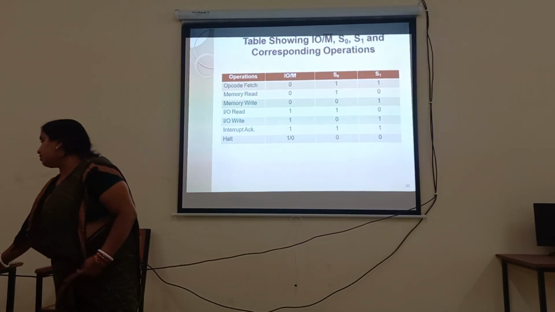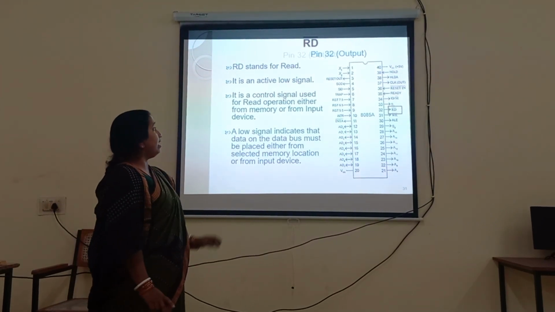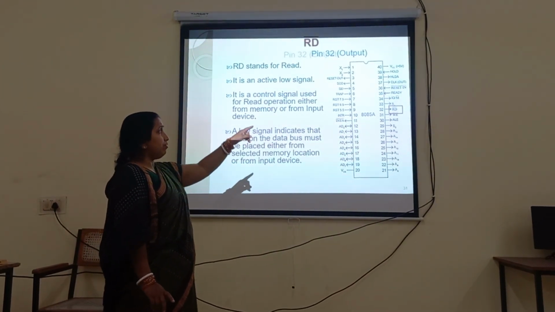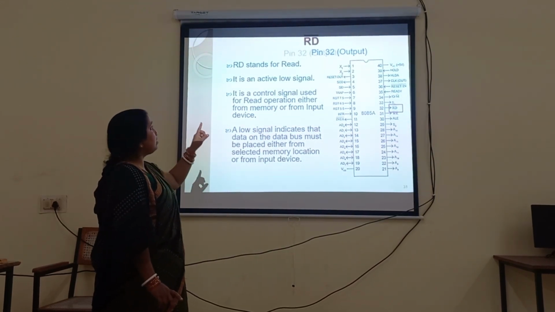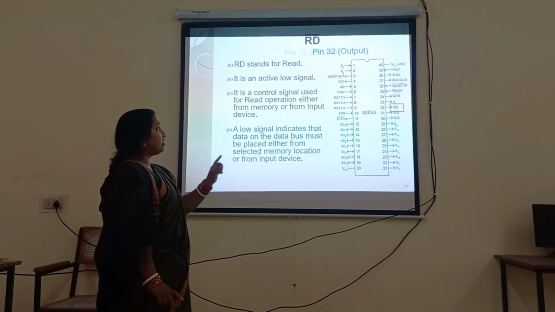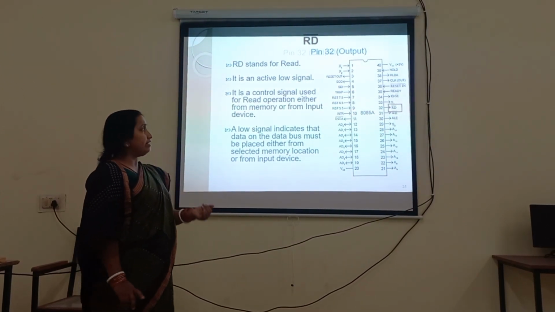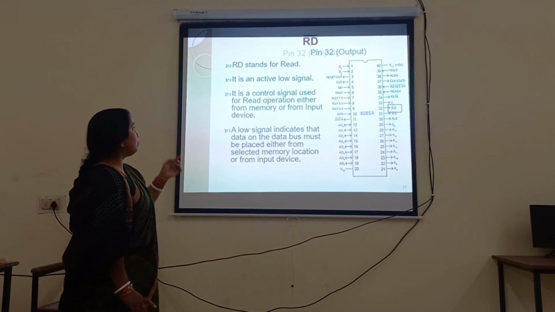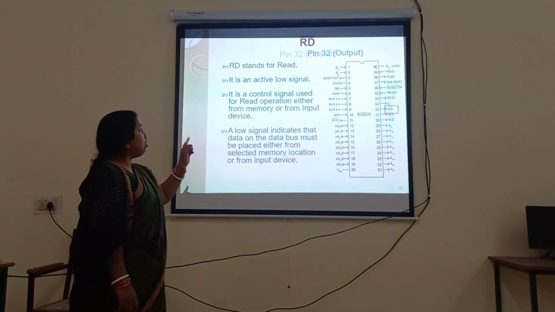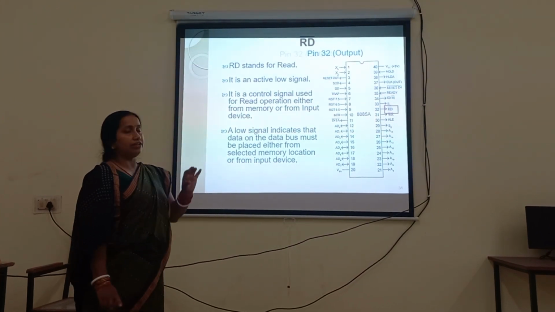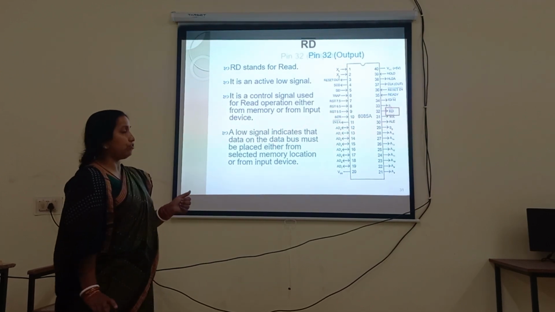So the next is RD bar. RD bar is indicated by pin number 32, and RD stands for read operation. It is an active low signal. We generally know that when the signal goes low, it is operated. So it is a control signal used for read operation either from memory or from an input device. The read operation can be from memory or I/O, where I/O means input output device.